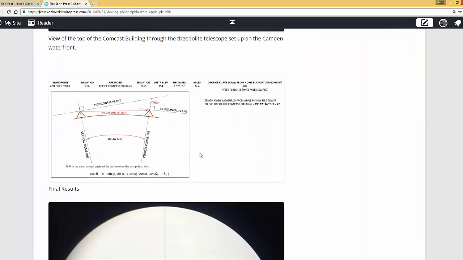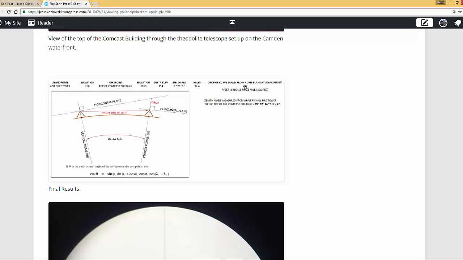And here it is. So I'm just showing you from the Apple Pie Hill Fire Tower to the top of the Comcast building, to give you the difference in elevation. This is the delta arc computed. And it's about 32 miles away. He says in his video it's 40 miles away. Well, it's not. I measured it.